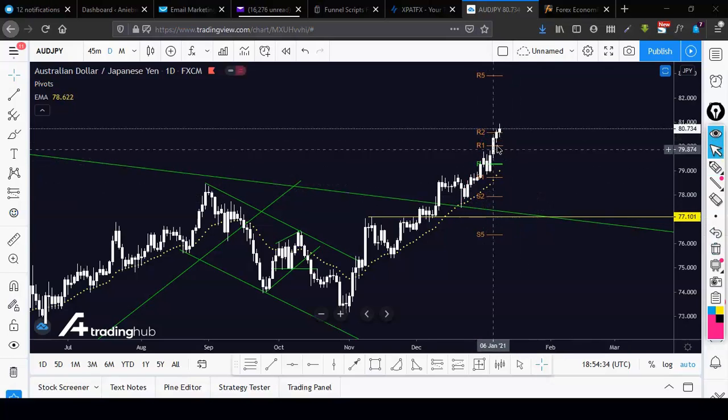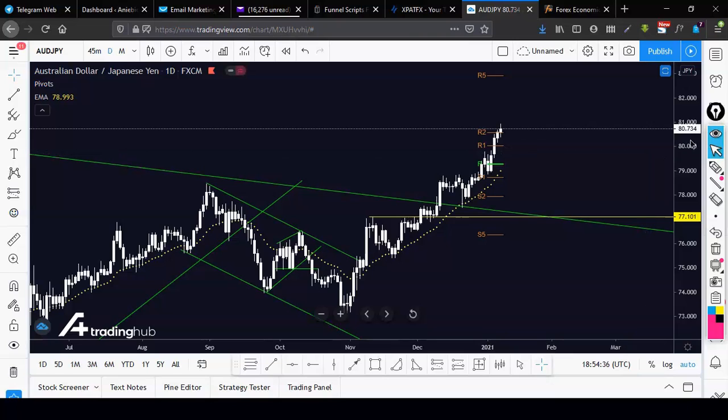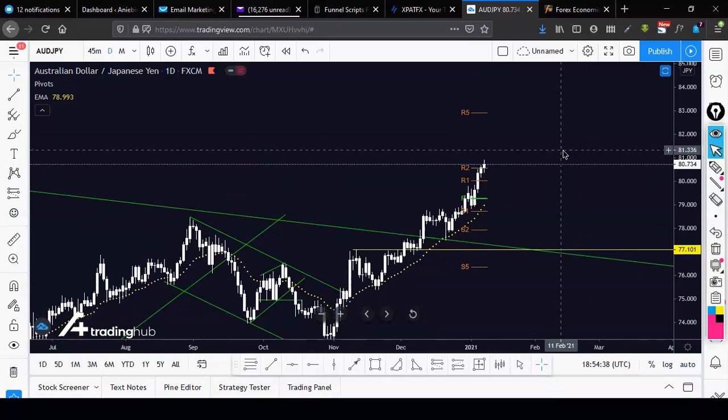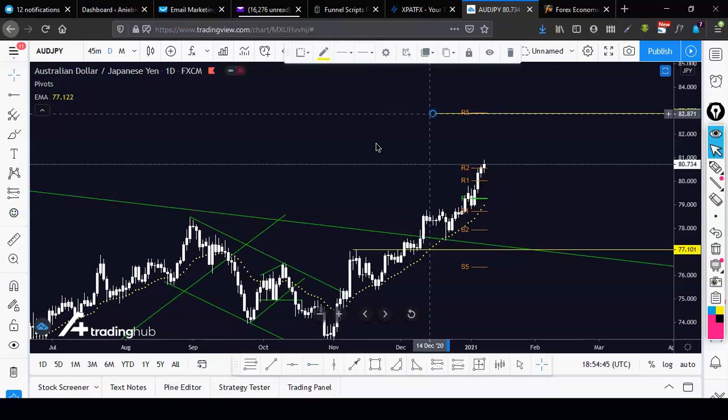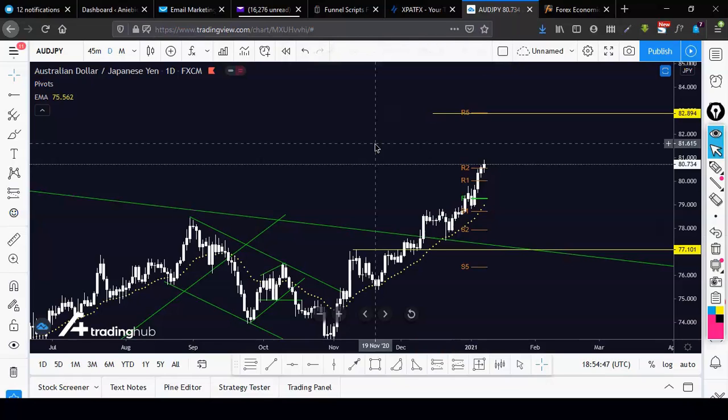So we still need to join this to R5. R5 is our target zone. I'll plot that out. So let's look for our entry zone.